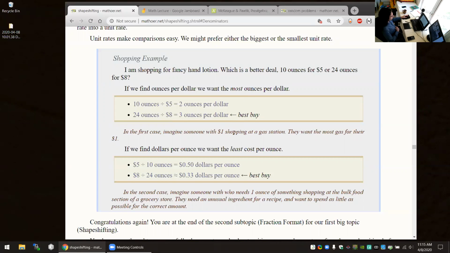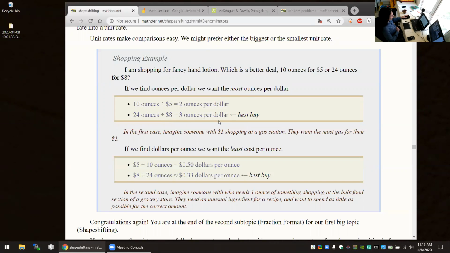So this is like shopping at the gas station. I show up, I hand the $1 bill to the person at the gas station and I say, I want as much gas as possible for this dollar. This person is going to pick the bigger number to get the most ounces for their dollar.